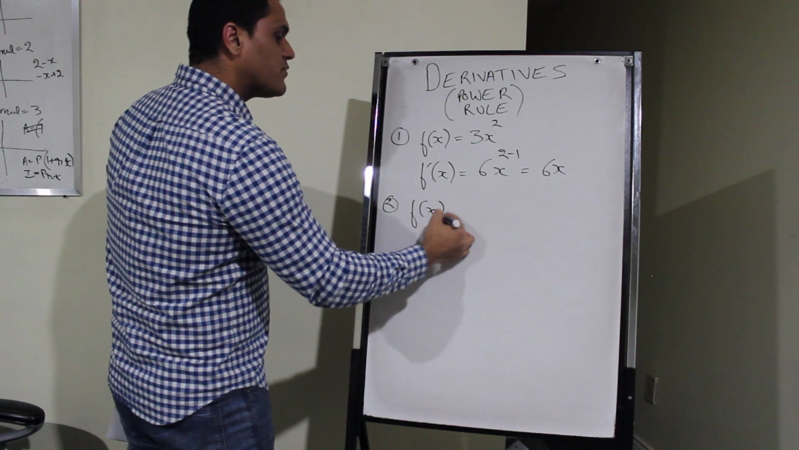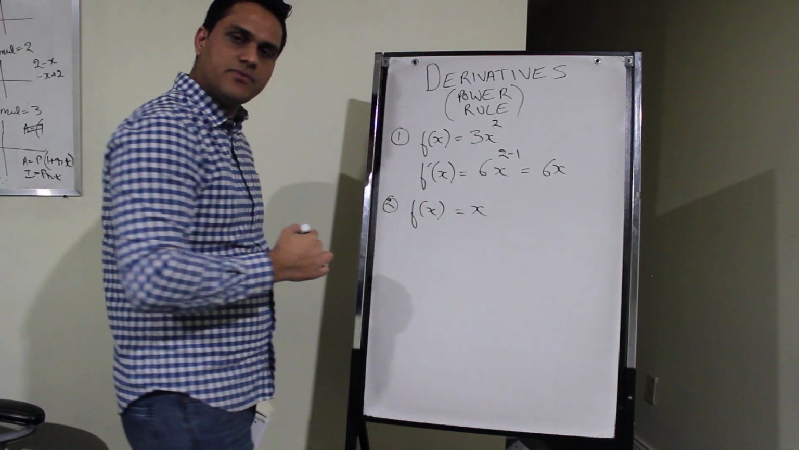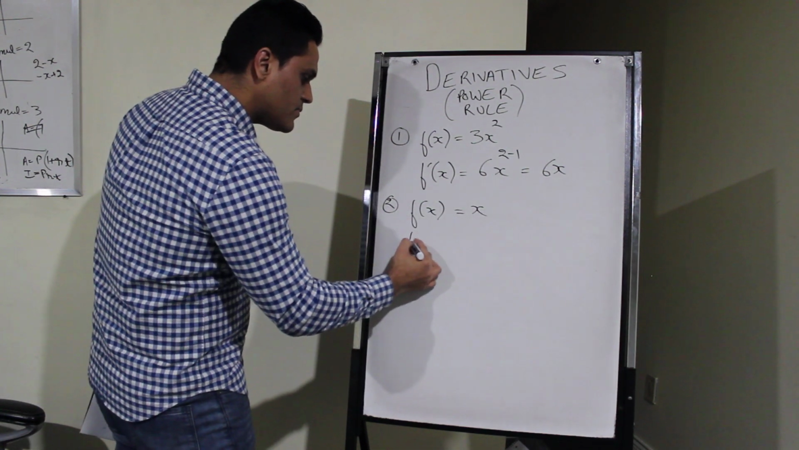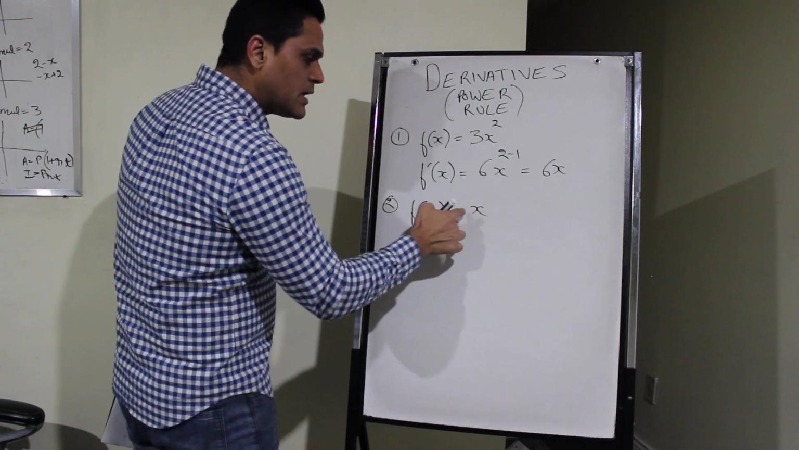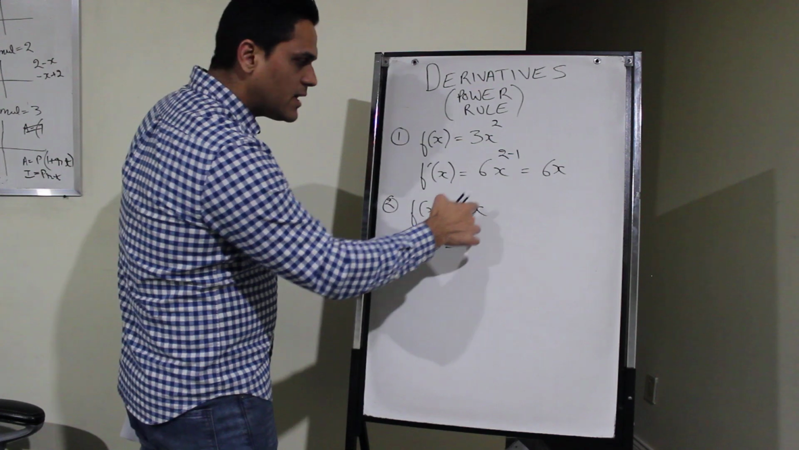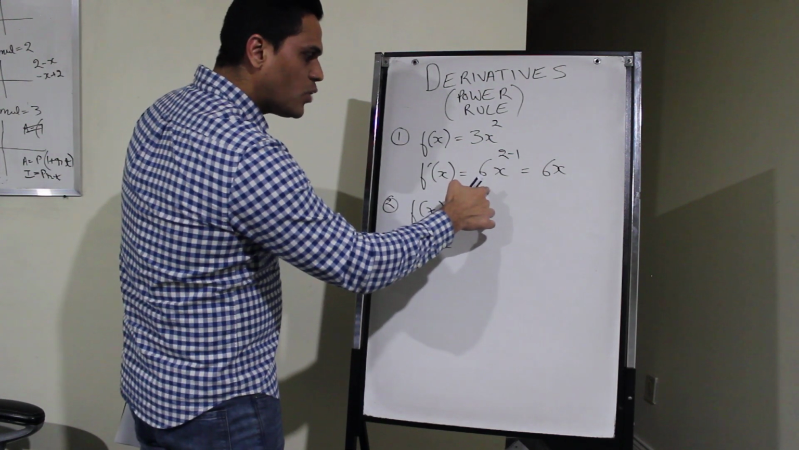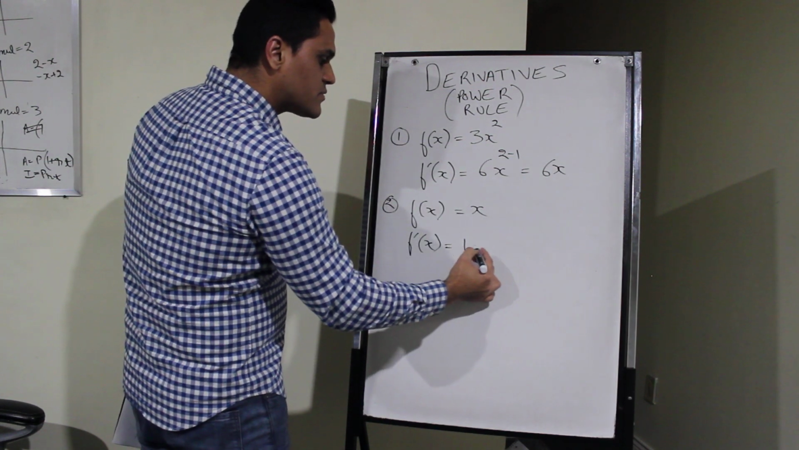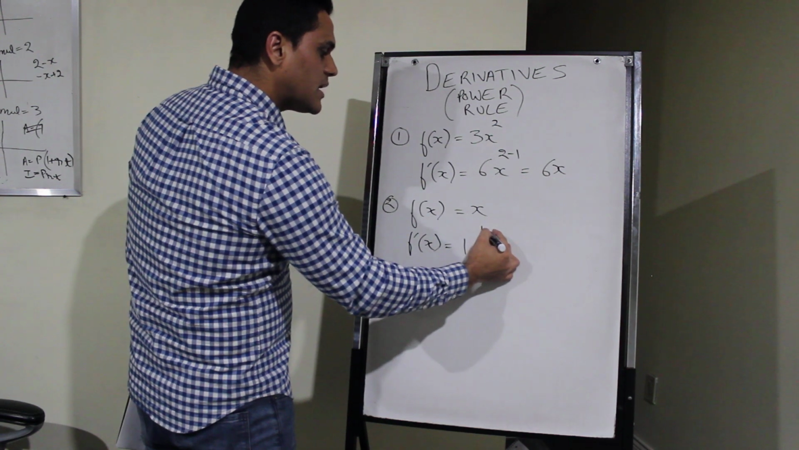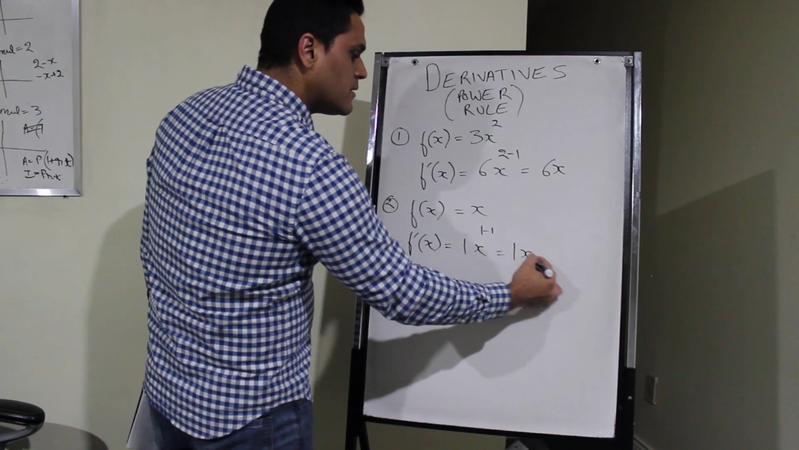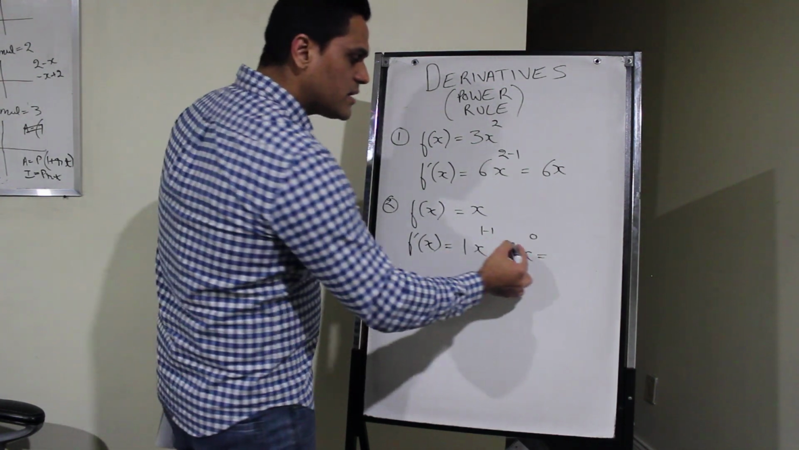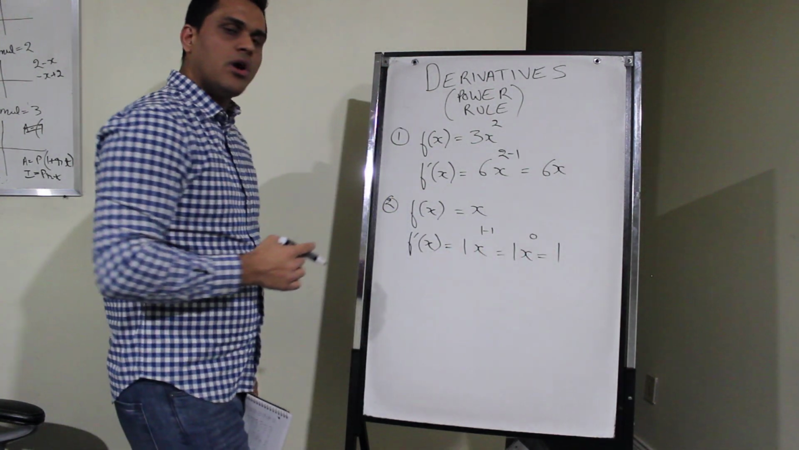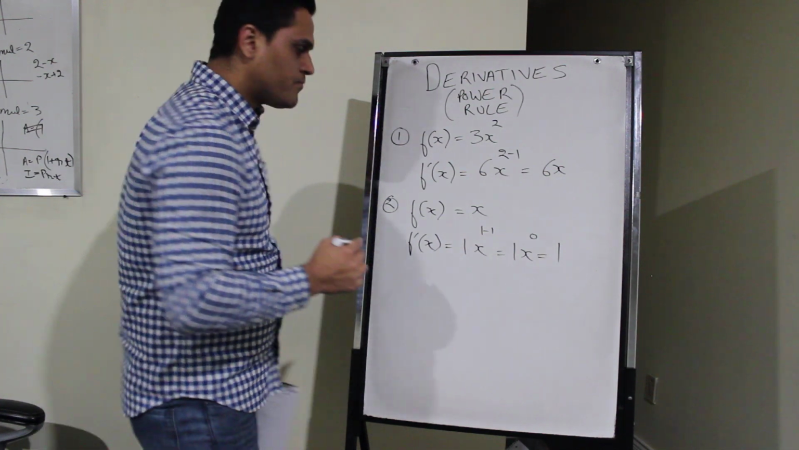So let's say f of x is equal to x and we want to find the derivative of this. So again, what's the number in front of x? When you don't see a number, that means the number is 1 and the power is 1. So we do 1 times 1, which will just be 1, and then you subtract 1 from the power. And anything to the power 0 is 1. 1 times 1 will just give you 1. Bottom line is derivative of x is 1.